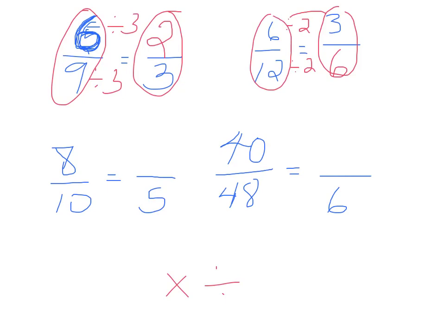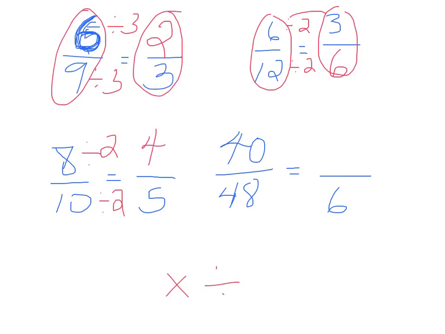8/10, and I want to make it equivalent to something over top of a 5, with 5 as a denominator. So 10 divided by what is 5? Well, 10 divided by 2 is 5. So again, I'm going to have to divide by 2 up here. 8 divided by 2 is 4. So 4/5 is equivalent to 8/10.